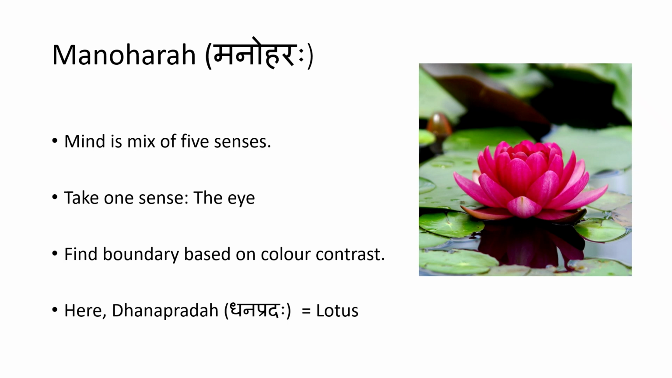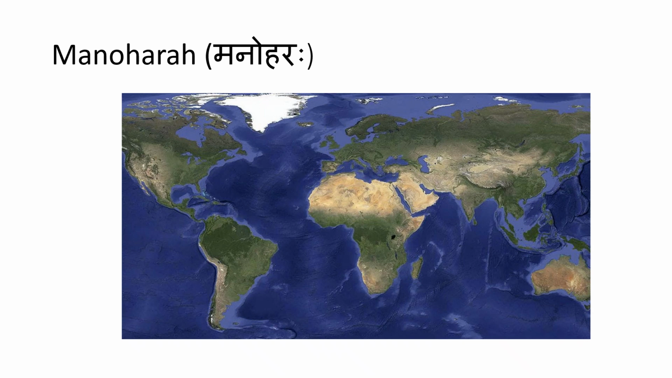Moreover, the object is recognized based upon the boundaries, the boundary which is created by colors. The colors itself do not have any meaning. It is the intellect which finds a contrast in senses and divides it. Further, intellect can represent it by the word. Here, Dhanapradā is lotus. Visual sense or visual data is easy to show. However, intellect finds the contrast in all 5 senses and divides it into smaller parts and then represents it through various words.